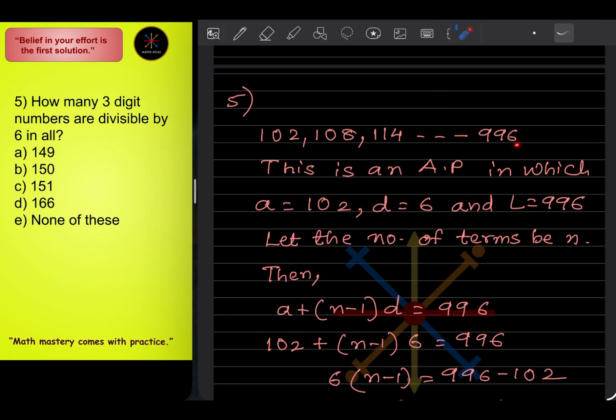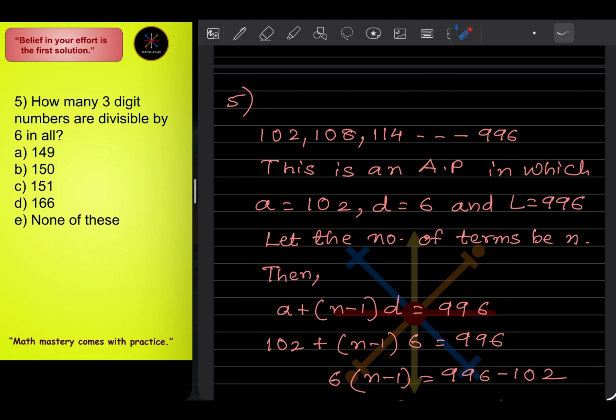And the last number, before this 1000, which is a 4-digit number, is going to be 999. You go backwards, 998, 997. These numbers are not divisible by 6. So the last number which is divisible by 6 is 996. So this is the last digit.